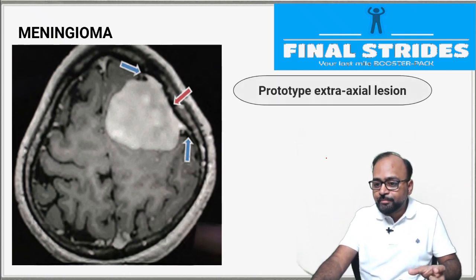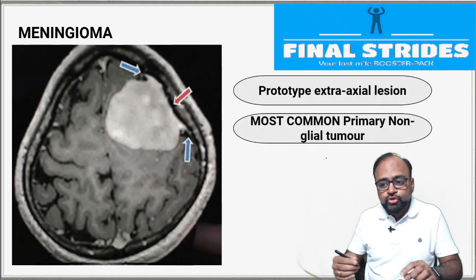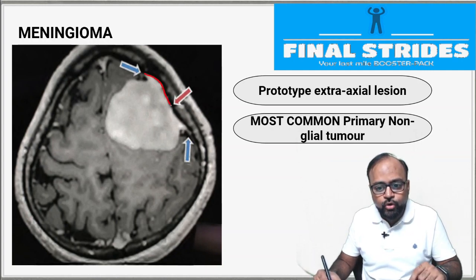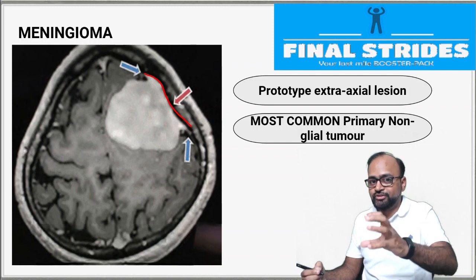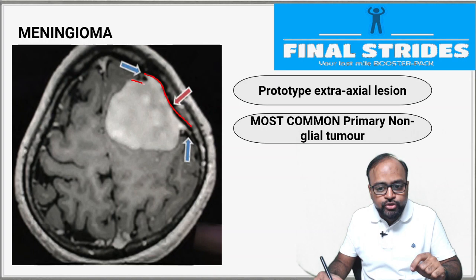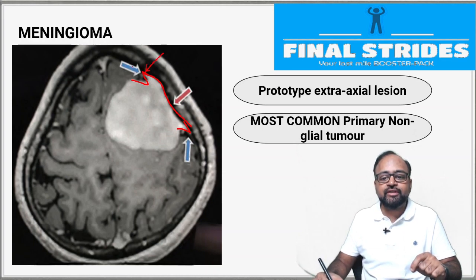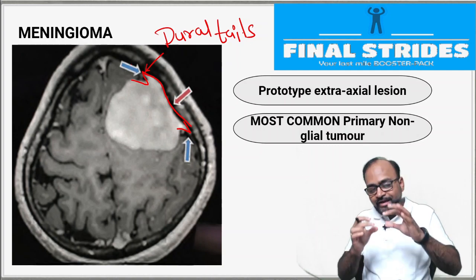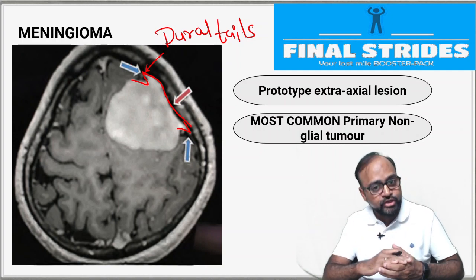Meningioma is a very prototype extraaxial lesion, right? It is the most common primary non-glial tumor. Some clues to diagnose meningioma: remember, these tumors usually have a broad base towards the dura because that is where they are arising from, and towards the edge of that particular lesion they are showing a tiny tail-like projection like this. Can you see this tiny tail-like projection? These blue arrows here are pointing to what are called the dural tails. So a broad base towards the dura and tiny dural tails is very typical of a meningioma, right?